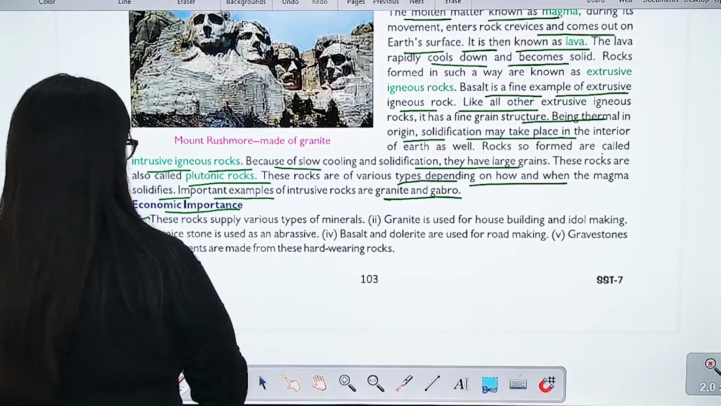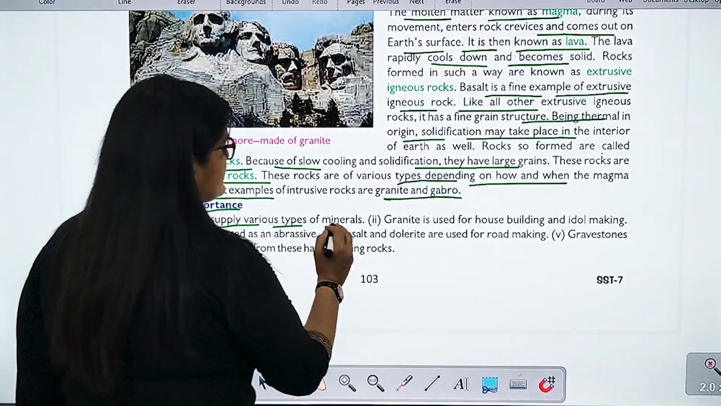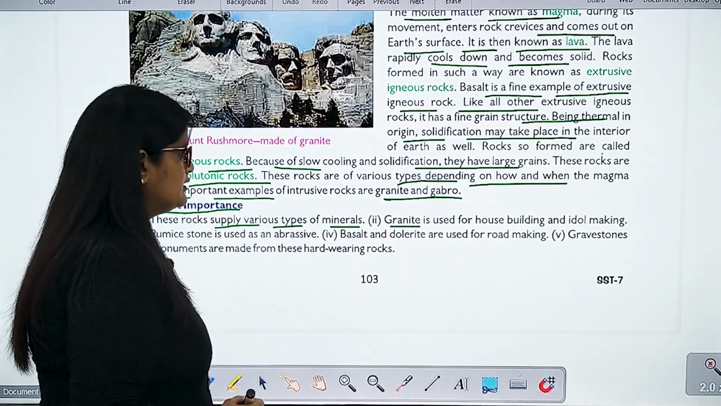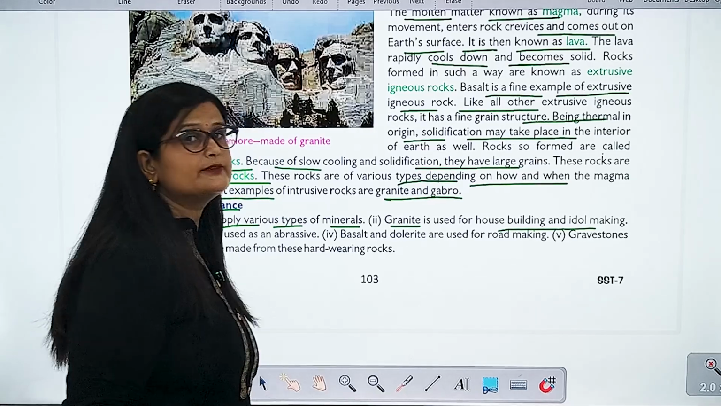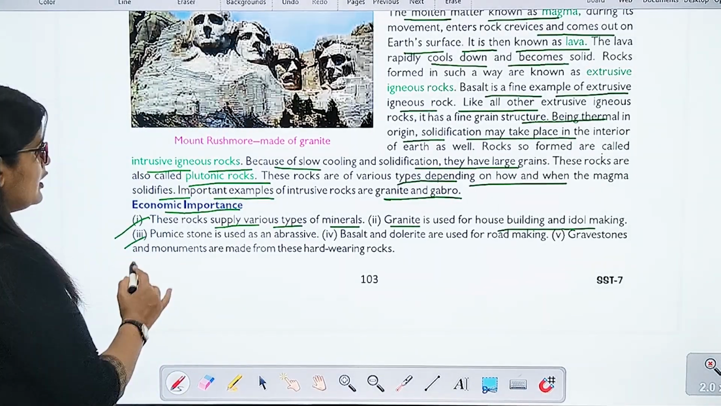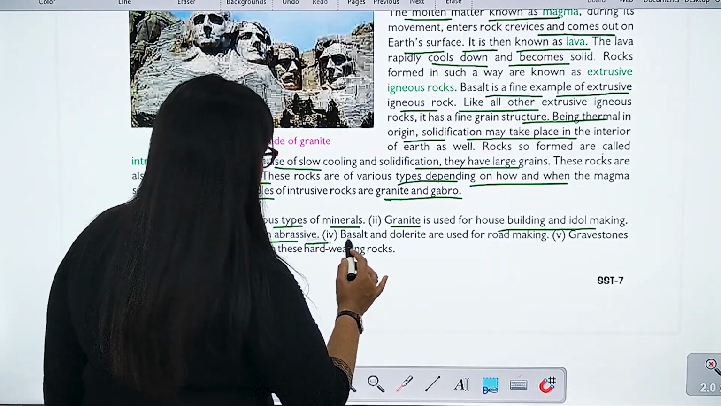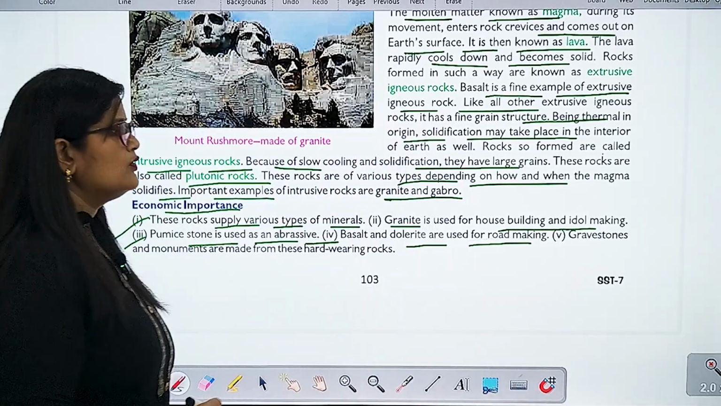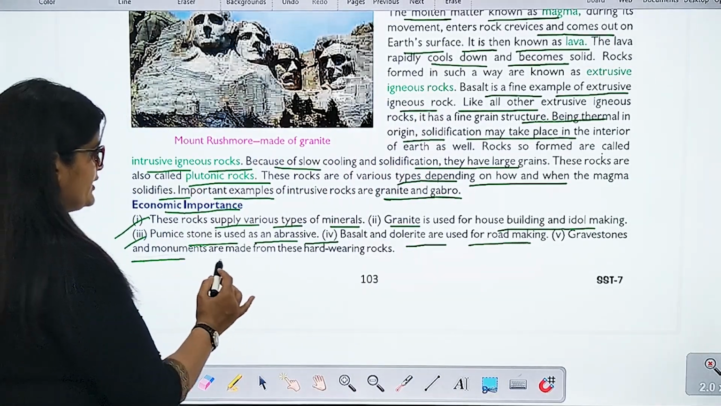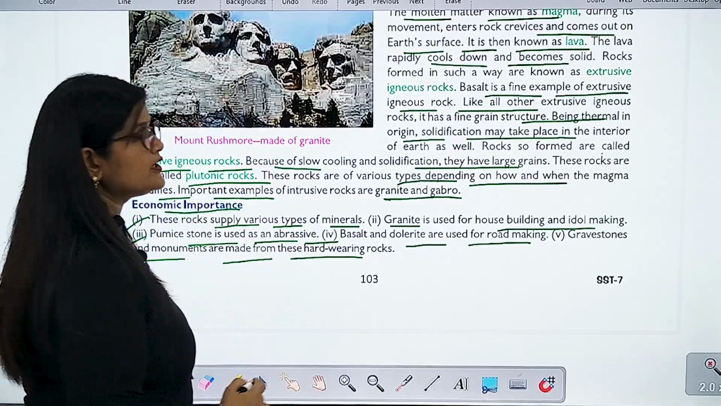Economic importance क्या है इनकी? These rocks supply various types of minerals. Granite is used for house building and idol making. Pumice stone is used as an abrasive. Basalt and dolerite are used for road making. Okay, gravestones and monuments are made from these hard-bearing rocks.